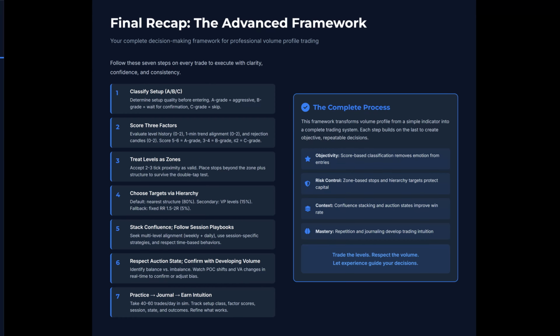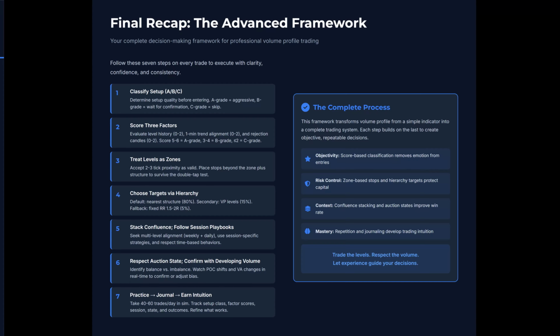Step 3. Treat levels as zones, not laser lines. Levels are not precise price points. They are zones with width. Accept 2 to 3 tick proximity as valid. If you're targeting a level and price reacts within 2 to 3 ticks with a strong rejection candle and volume confirmation, that is a valid entry trigger. Don't demand pixel-perfect touches. You'll miss high-probability setups waiting for exact precision.